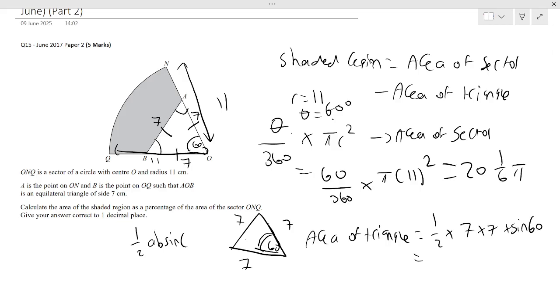So we can work that out to be this quite ugly number here. 49 root 3 over 4. Okay. Cool.